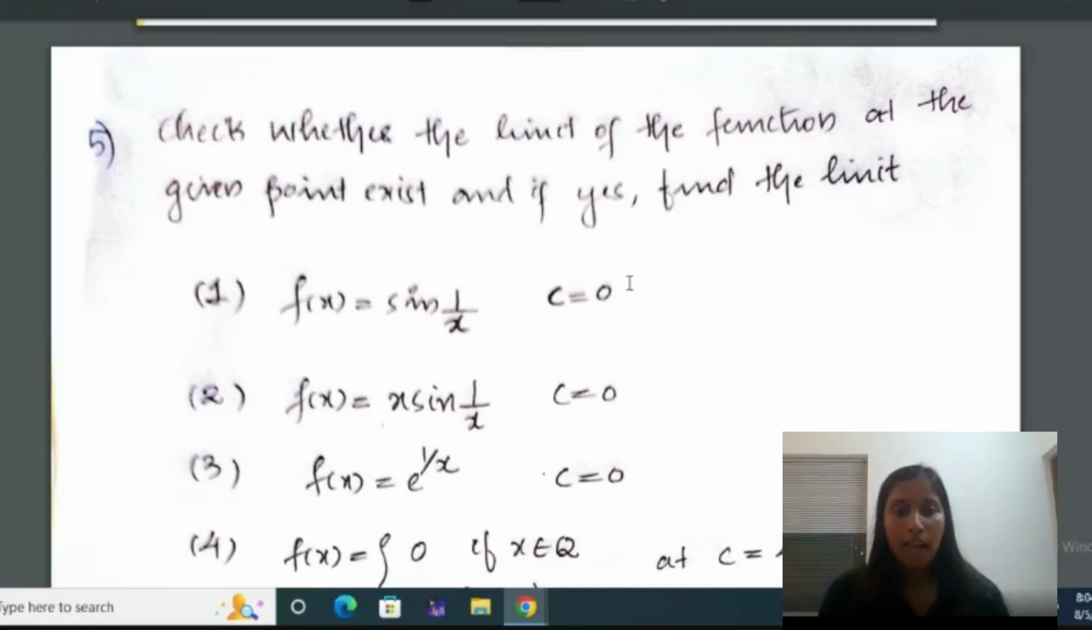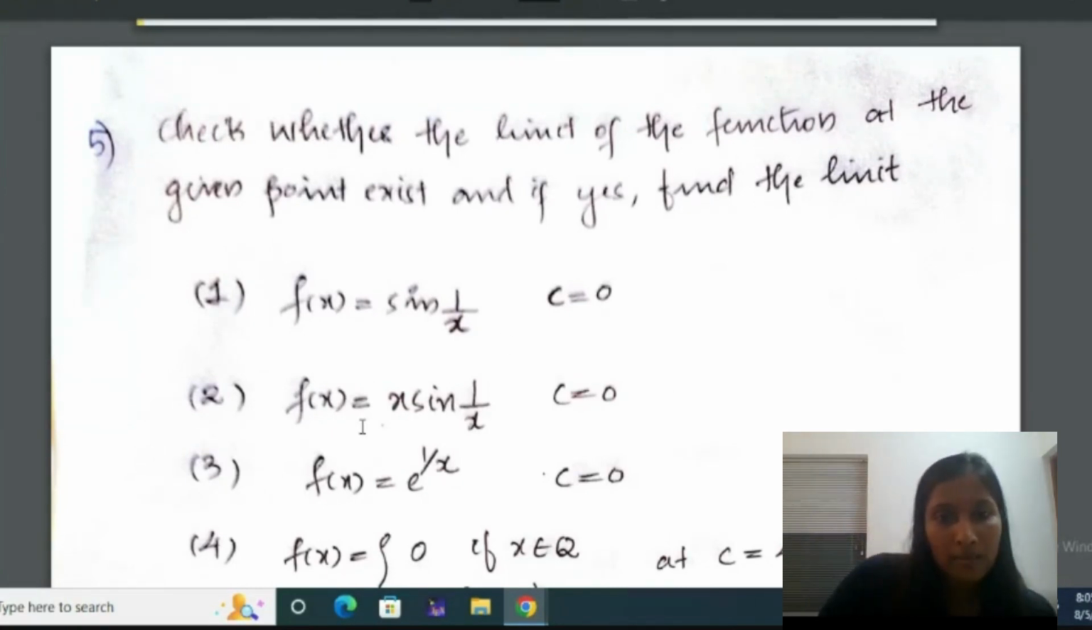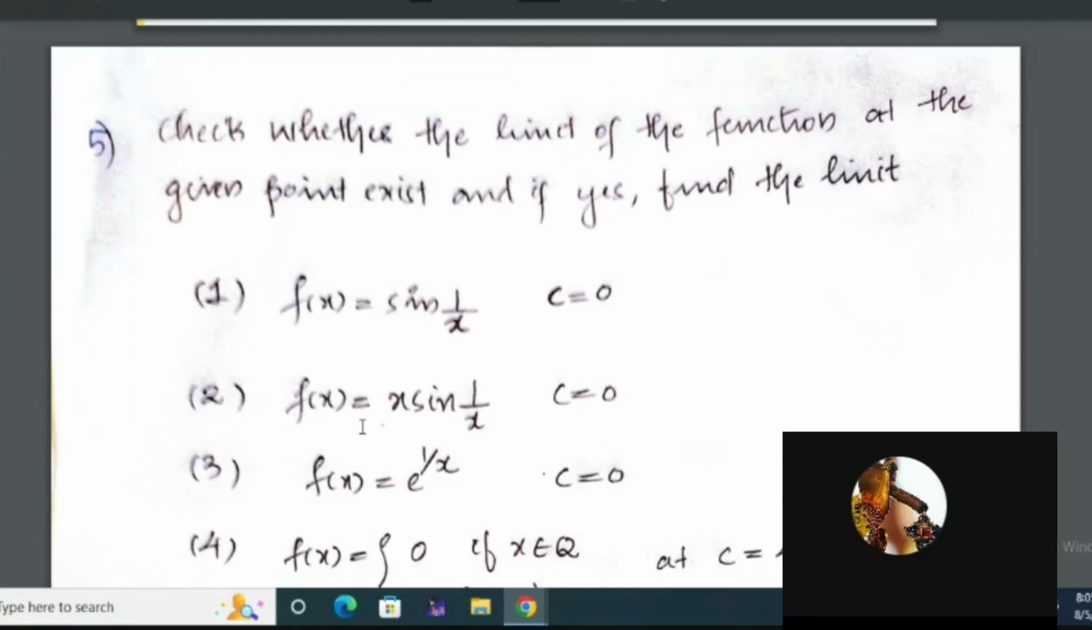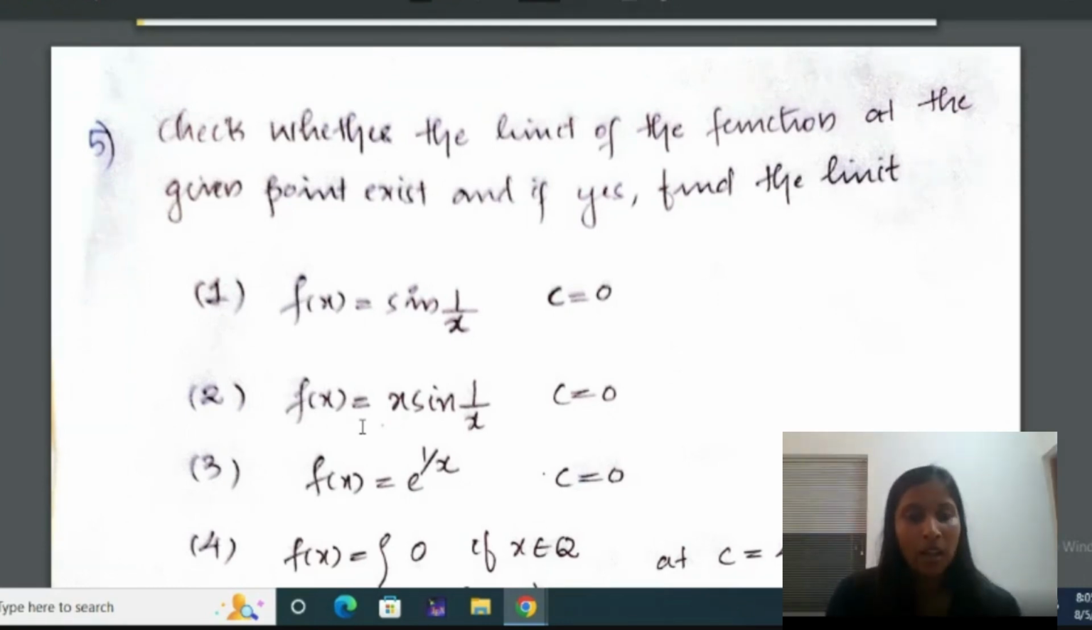If we have a function and you have an intuition that the function does not have a right limit or left limit, you just try to find some different sequences where the function values are different. Second question, f of x equal to x sine 1 by x at c equal to 0. Limit x tends to 0, yes, the limit exists and it will be 0. So how have you proved that? What is the theory behind it?